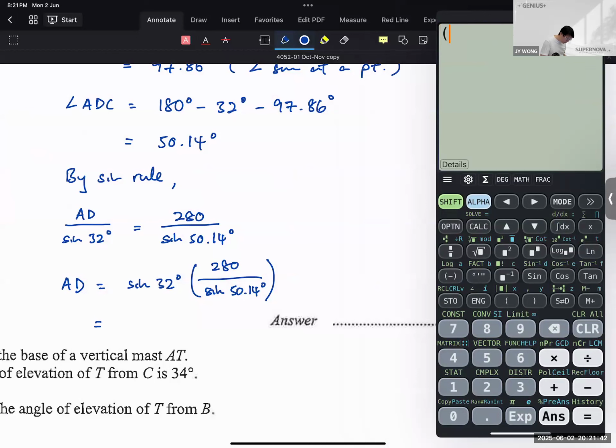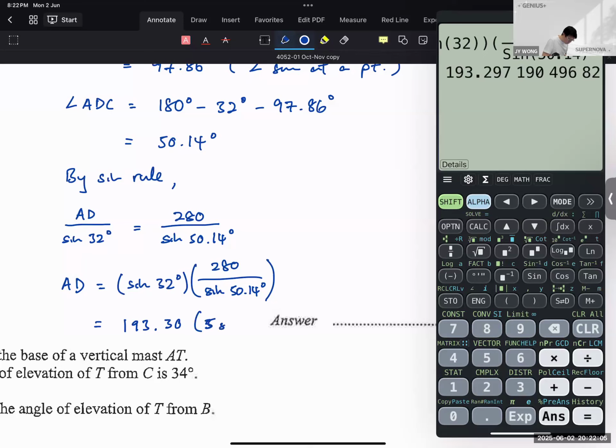So bracket, okay, I forgot the bracket here. Bracket sine 32 degrees, bracket, times 280, over sine 50.14 degrees. What do you get? You get 193.2. I will always put 5SF first, then I round off to 193, which is your 3SF value.